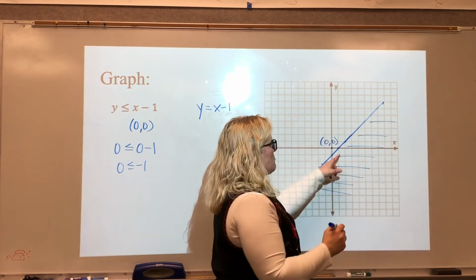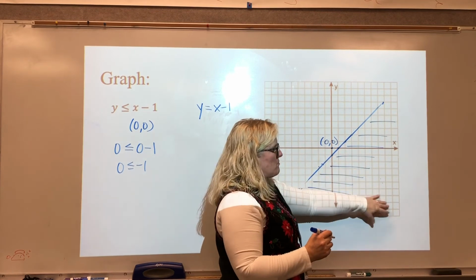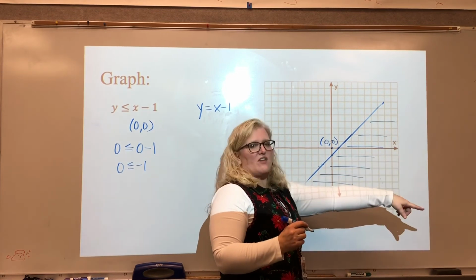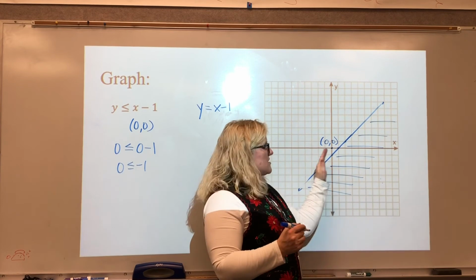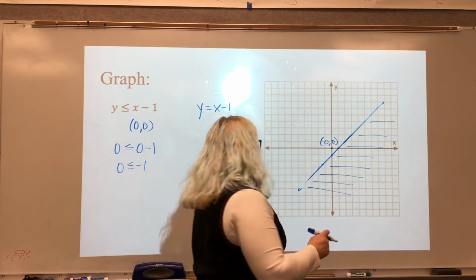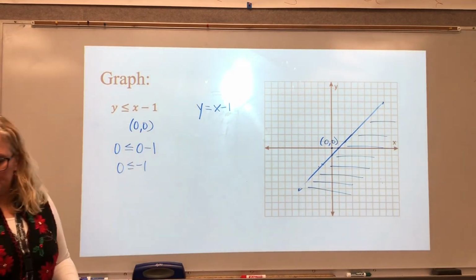And again, you could pick any of these points. You could pick 100, negative 100, and it would work because it's all on this side of this line. Okay.